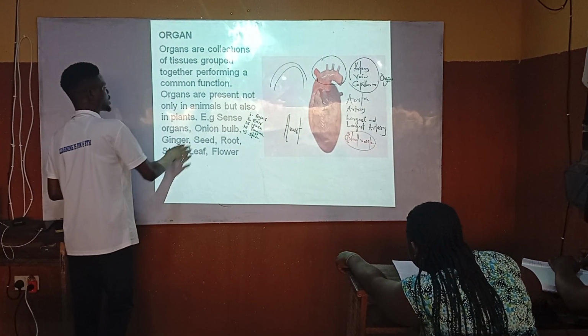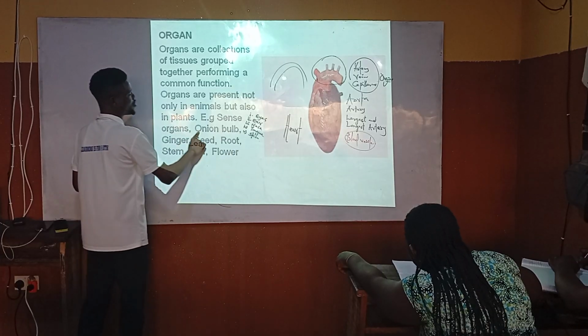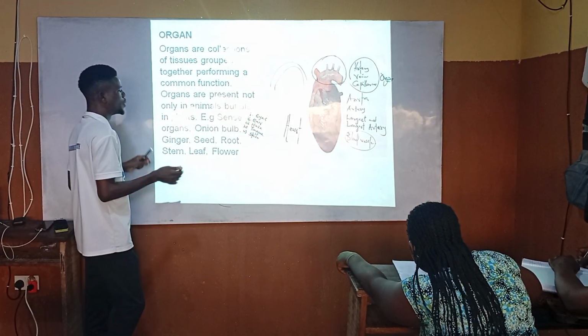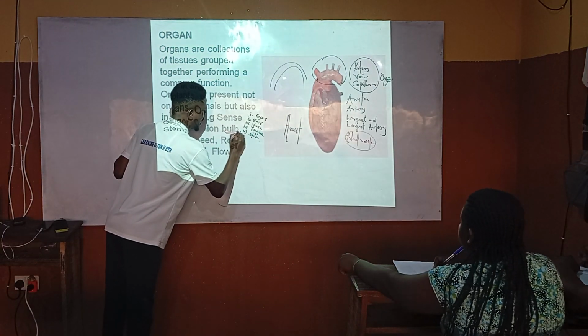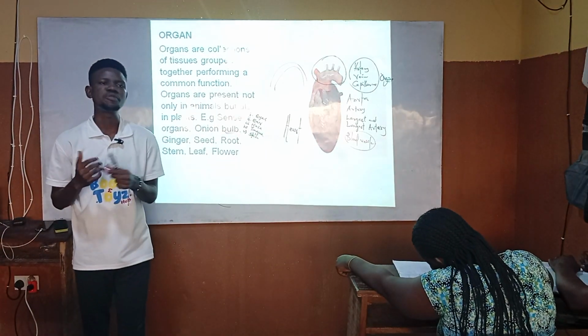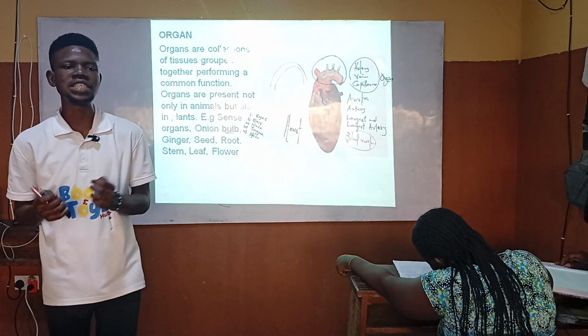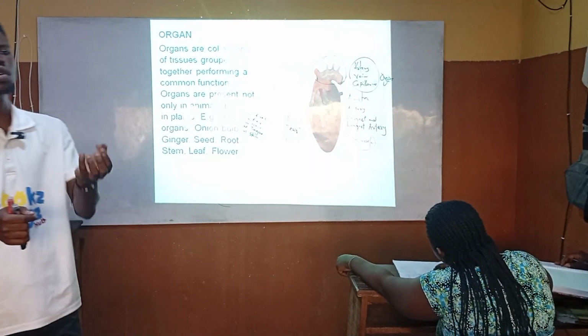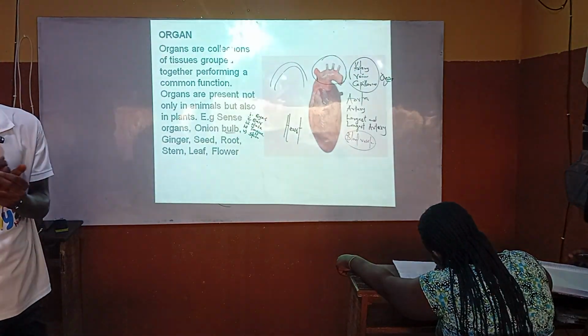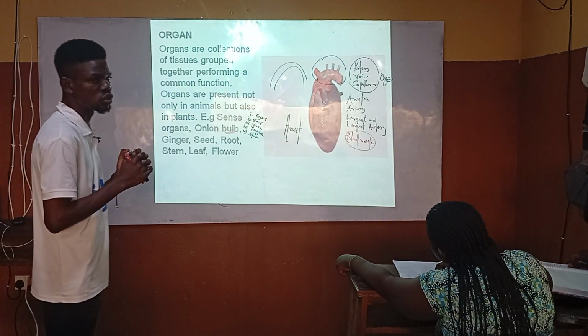Okay, now for the plant part, we have onion bulb. Onion bulb. Now this word bulb here is under what we call vegetative part. What do I call it? Vegetative part. Do you know you can use one onion bulb to raise another onion bulb? Yes, you can, and I'll give you the assignment today.